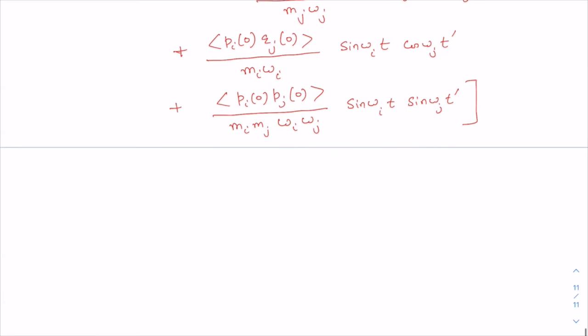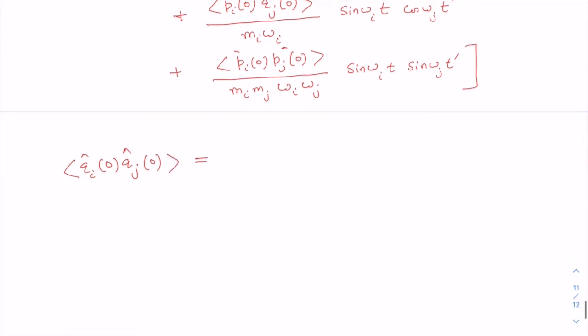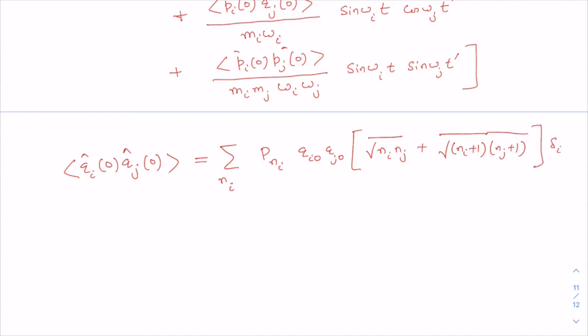Now just a while back we have calculated these quantities, say q_i(0), these are operators again. We calculated the q_i(0) q_j(0) average, the expectation value of this product of these two operators, which we calculated as summation over n_i of p_{n_i} q_i(0) q_j(0), and we have it as square root of n_i n_j plus square root of (n_i+1)(n_j+1) delta_ij.